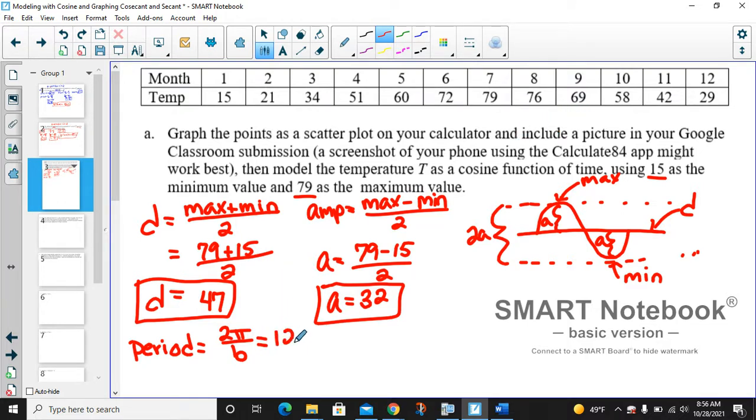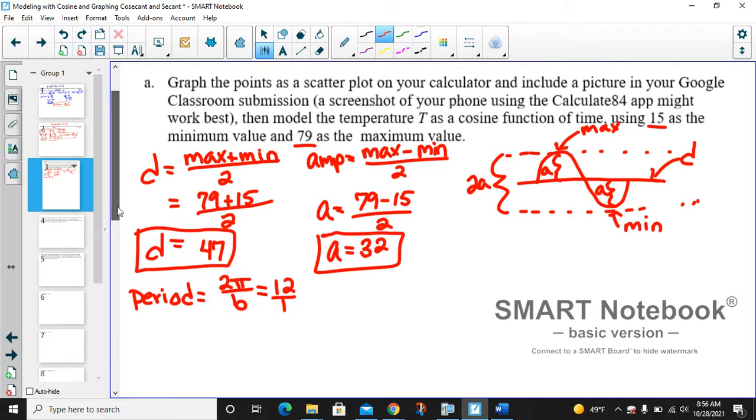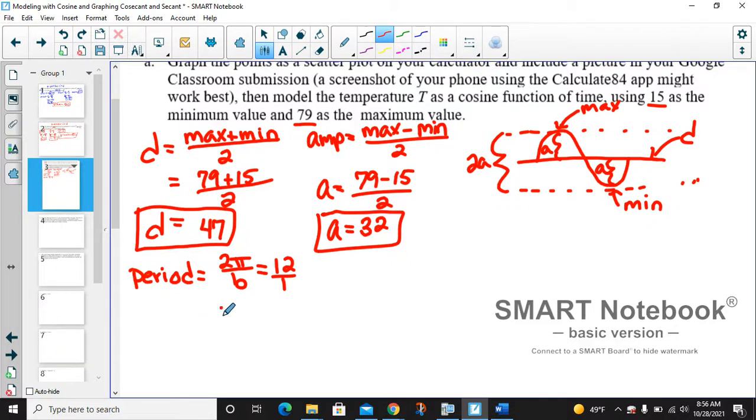So we set this equal to 12. You can put it over 1 if you want and cross multiply. So we would go ahead and get 12b is equal to 2 pi. Then to solve for b, you divide both sides by 12. And of course, 2 pi over 12 reduces to pi over 6.